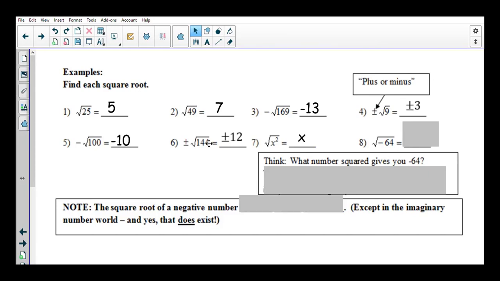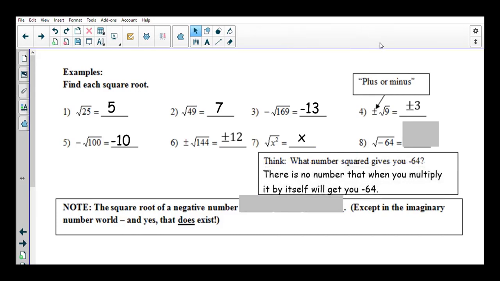Taking a look at number 8, the square root of negative 64. So what number squared gives you negative 64? Well, hopefully you realize that there is no number that when you multiply it by itself will get you negative 64. 8 to the second power is 64, positive, and negative 8 squared is also positive 64. So we say either no real solution, does not exist, something to that effect.